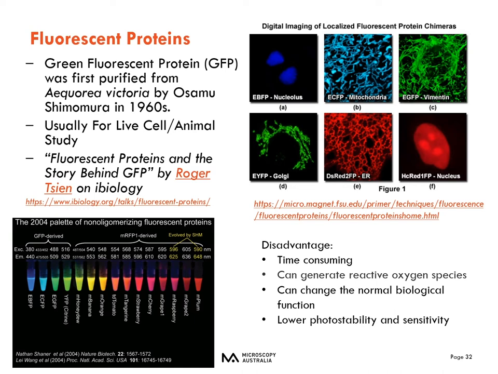Fluorescent proteins can be incorporated and expressed in different organelles in colors ranging from blue fluorescence to far red. However, the disadvantages of fluorescent proteins include that it is very time consuming, and they can generate reactive oxygen species. Fluorescent proteins can also change normal biological function when they are incorporated into the DNA. And fluorescent proteins also have lower photostability and sensitivity compared to synthetic organic fluorophores.